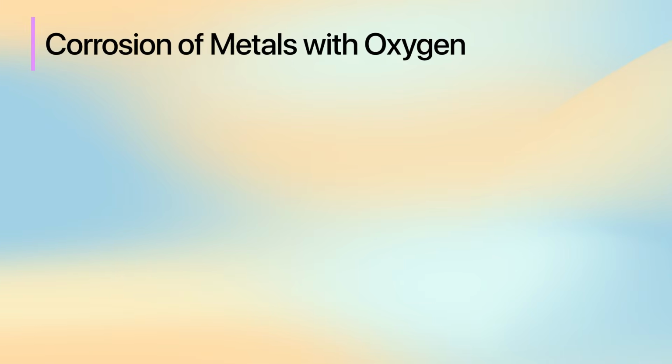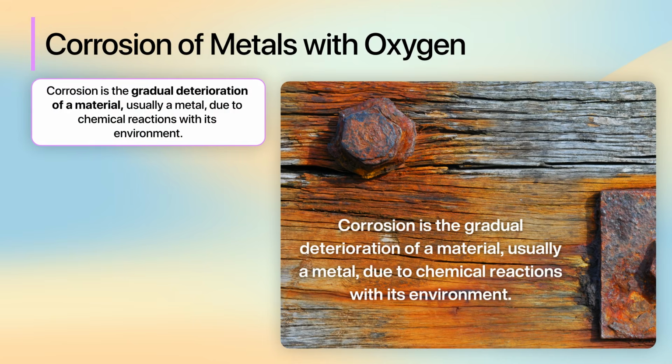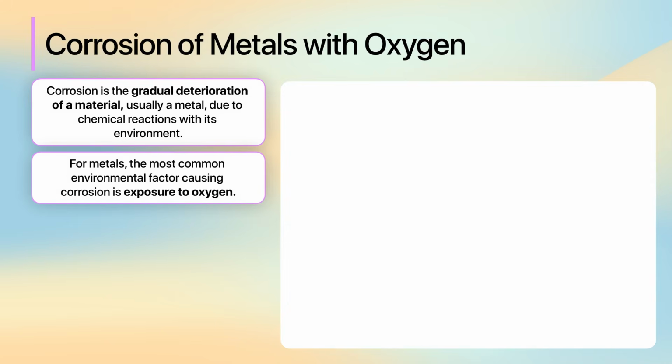Now, let's place this in the context of corrosion. Corrosion is the gradual deterioration of a material, usually a metal, due to chemical reactions with its environment. For metals, the most common environmental factor causing corrosion is exposure to oxygen. So why do metals like iron corrode?